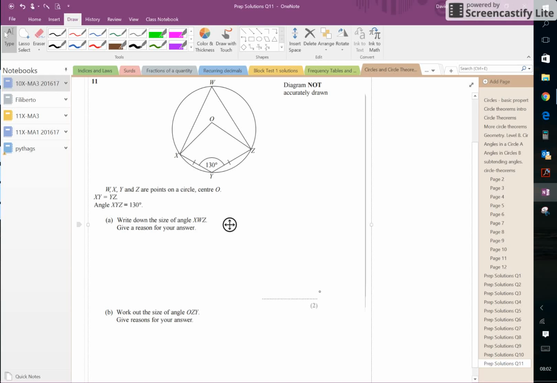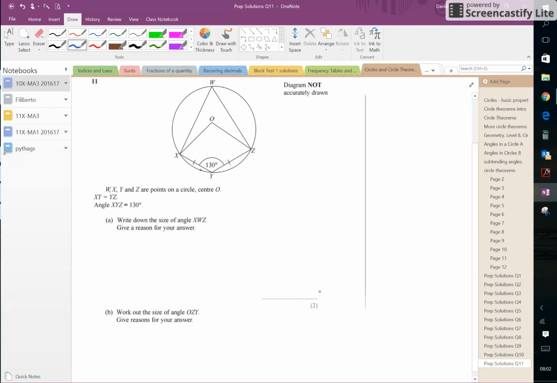Okay, this is question 11, and it's the last question in the homework that I gave you. Okay, let's work our way through. So W, X, Y, Z are points on a circle. W, X, Y, Z. And actually this makes up a cyclic quadrilateral, doesn't it? Because all 4 points are on the circumference.